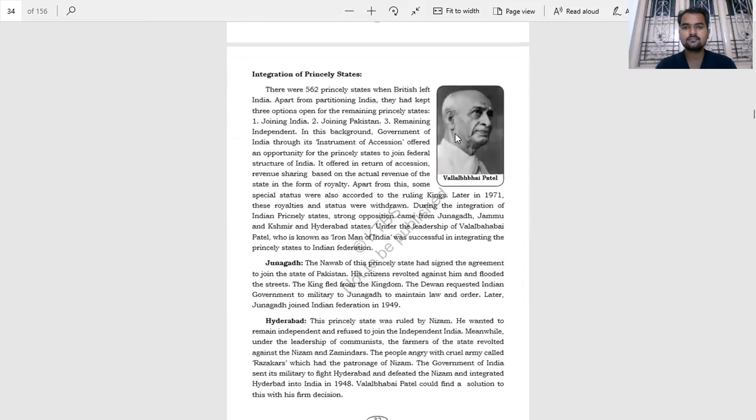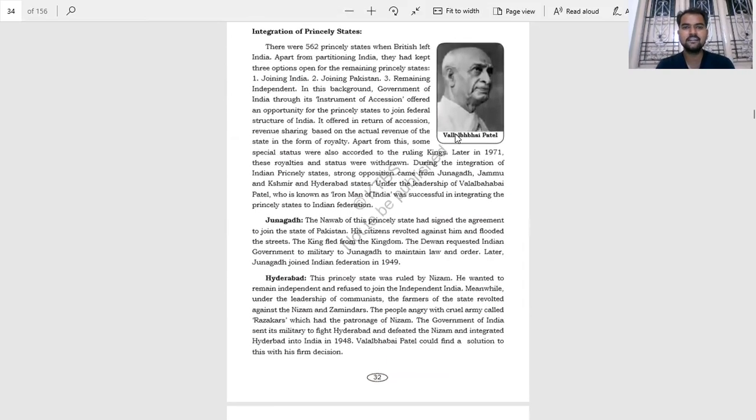Then the next major task was the integration of the princely states. Now the role of my hero, Sardar Vallabhbhai Patel ji, is very interesting, and it gives goosebumps when you read the incidents and the decisions taken by this very strong man.